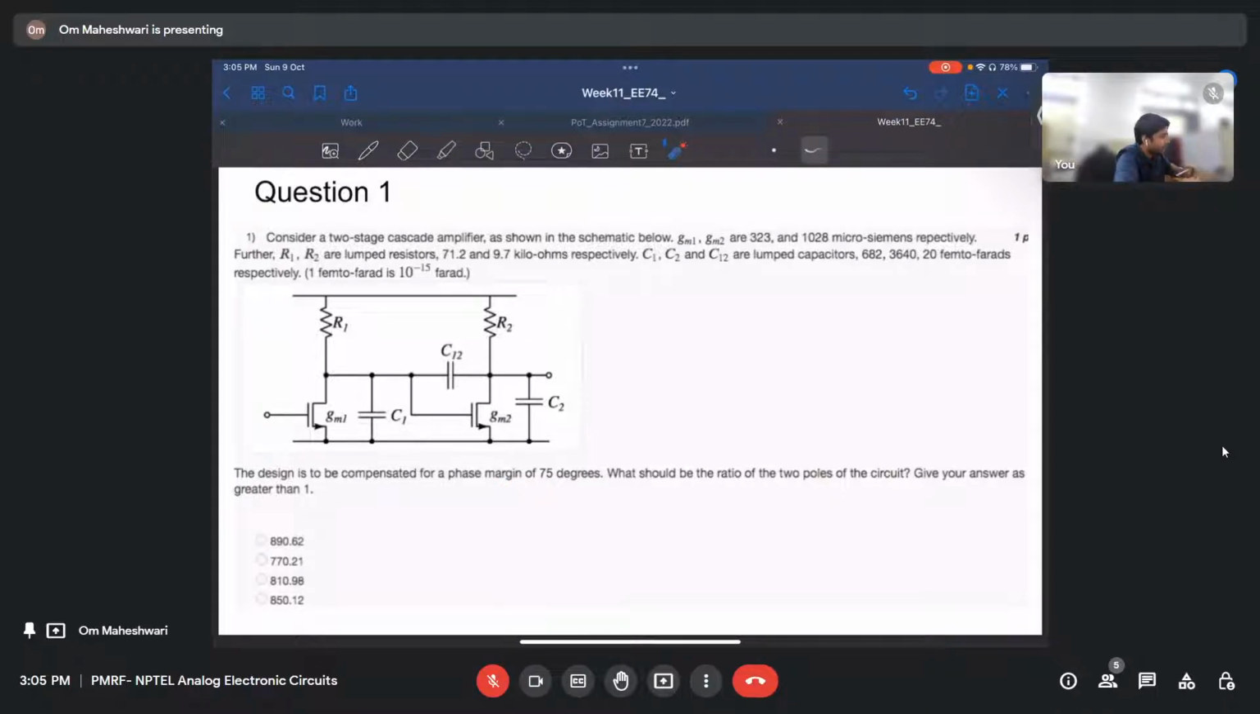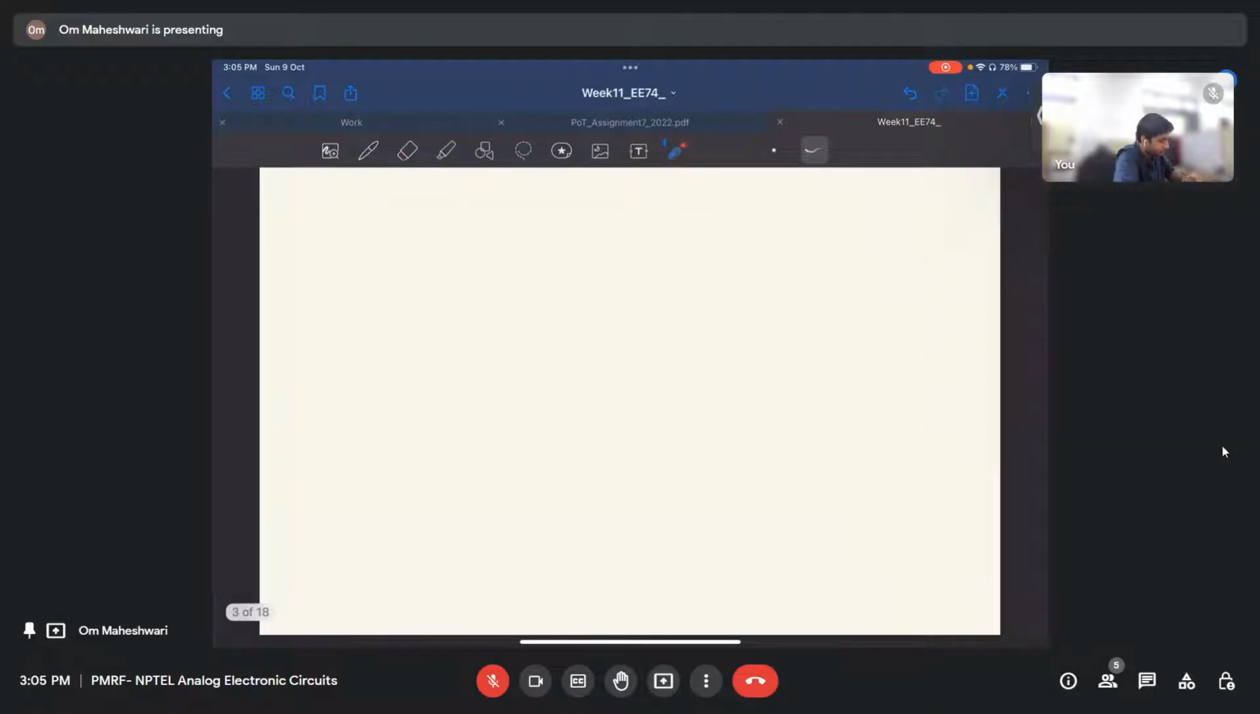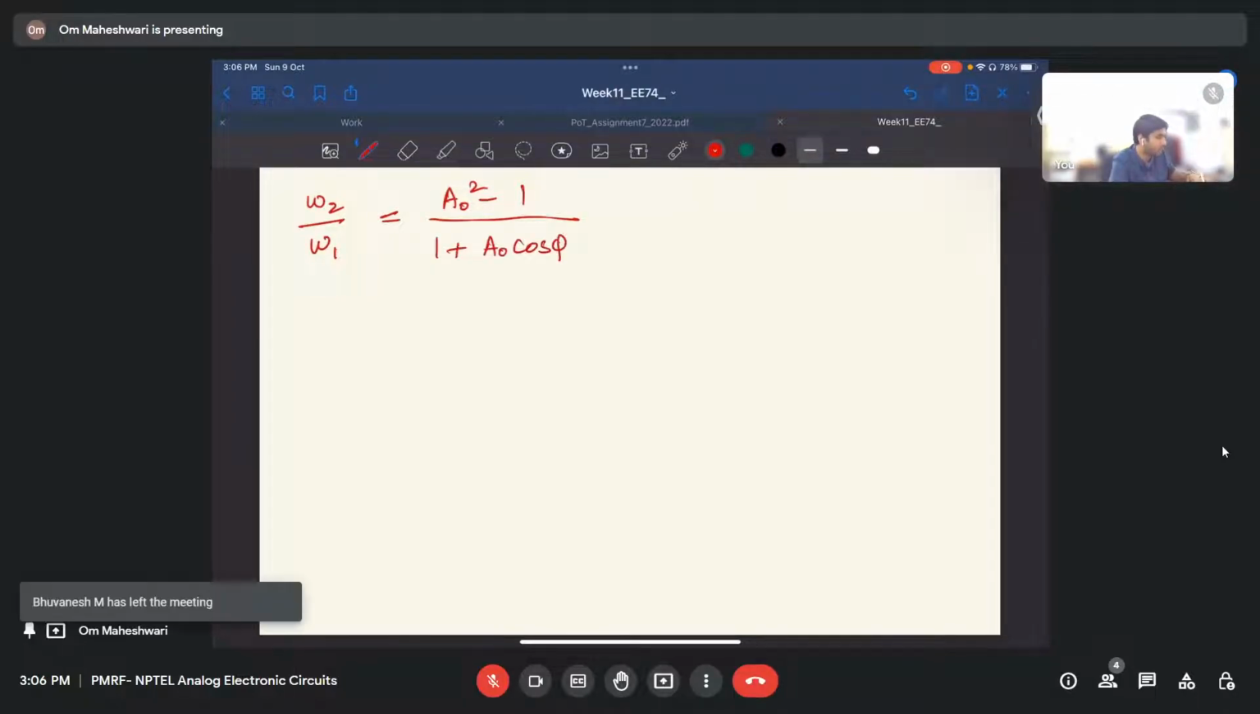For that, let me write omega 2 by omega 1. Let omega 2 and omega 1 be the two poles. We have seen it in the last week also. We have solved this. So the ratio of the poles is given by (A0 squared minus 1) over (1 plus A0 cos phi) minus 1 plus A0 cos phi, where A0 is the DC gain of the circuit.